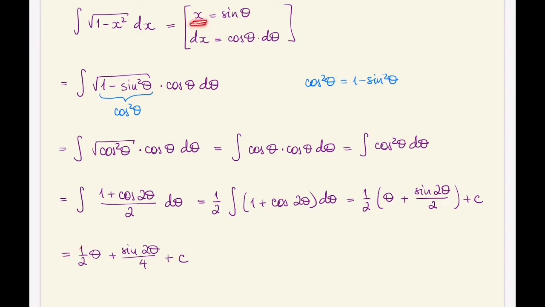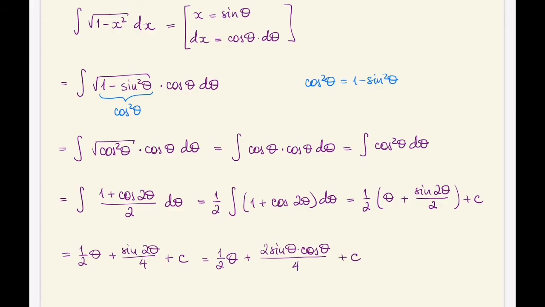I know I'm going to have to go back to x's, and I can see that here I have sine of 2 theta, a trigonometric function of twice the angle theta, whereas x itself is just a trigonometric function in terms of theta. So to make it slightly easier, I can first rewrite sine 2 theta using a trigonometric identity as 2 sine theta cosine theta. That's what sine 2 theta equals, according to the double angle identities, over 4 plus c.